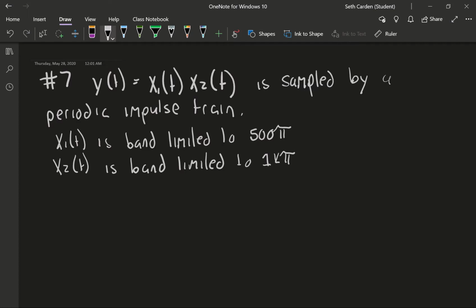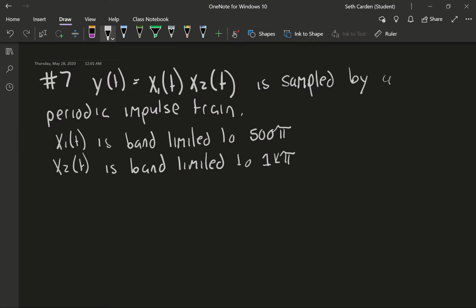Hello, this is number 7 on the practice final. It deals with sampling. We're given y of t, which is equal to x1 of t times x2 of t. Y of t is going to be sampled by a periodic impulse train. We know that x1 of t is band limited to 500 pi, and x2 of t is band limited to 1k pi. We're asked to find the Nyquist rate of the signal y of t.